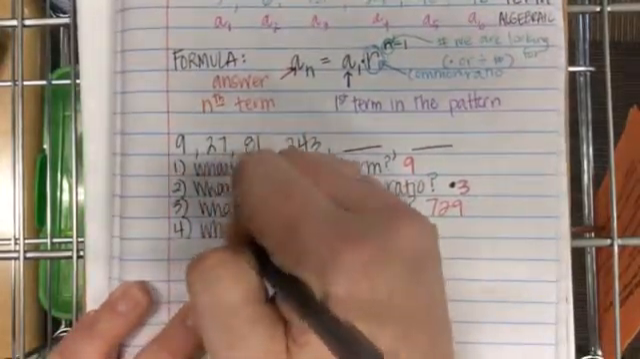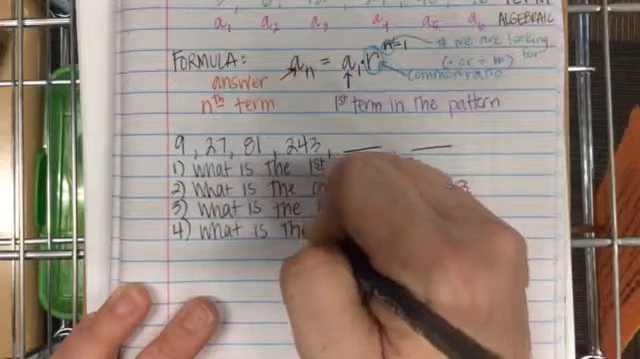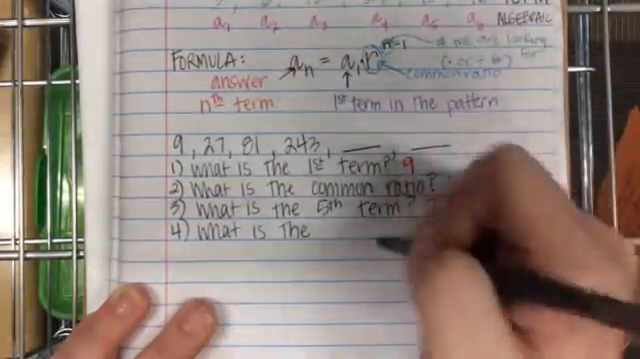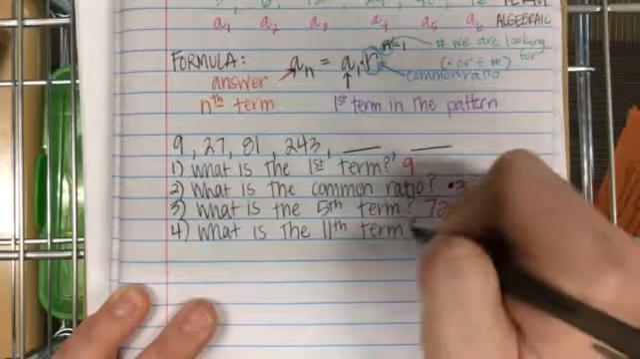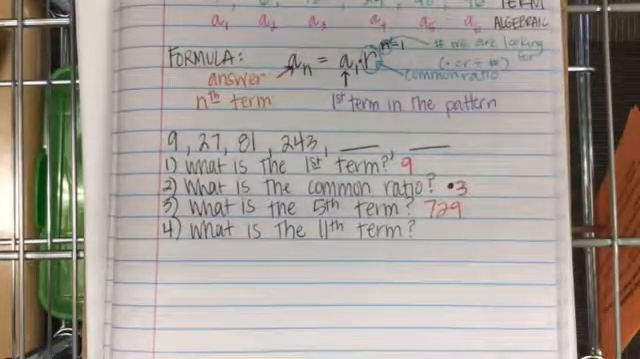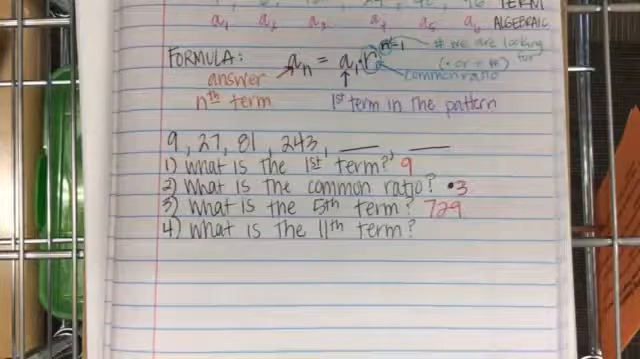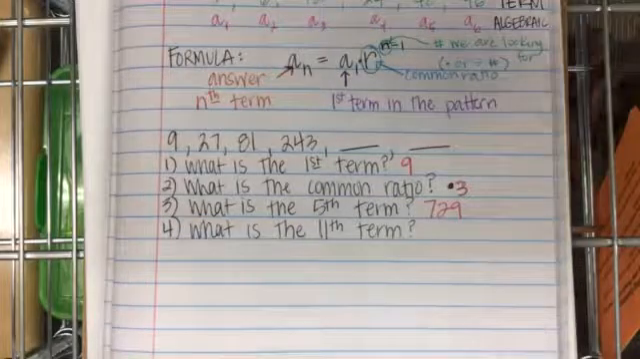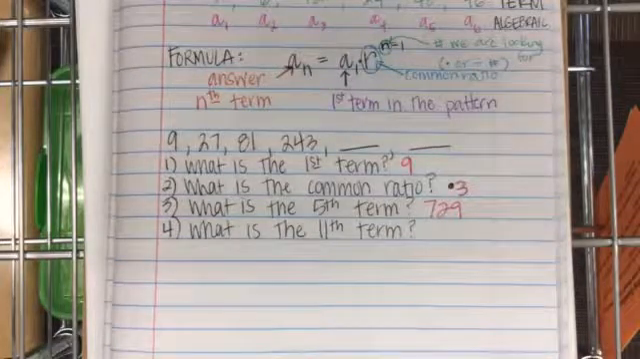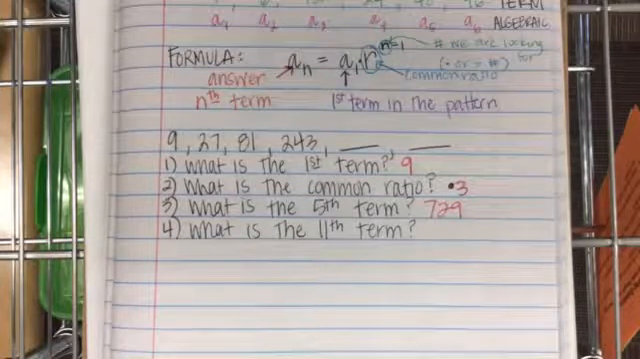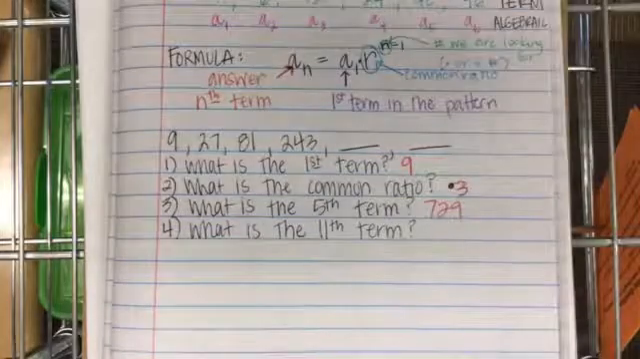So, what is the 11th term? Now, 11's not that much bigger, right? But here's the deal. Sometimes our attention span isn't very long. And multiplying by 3 up to 11, you might get to like 9 and then be like, oh, what number was I on? And have to start over. So let's use the formula for this one.